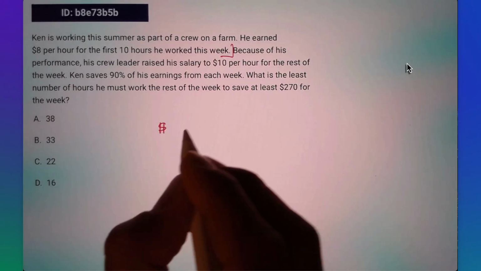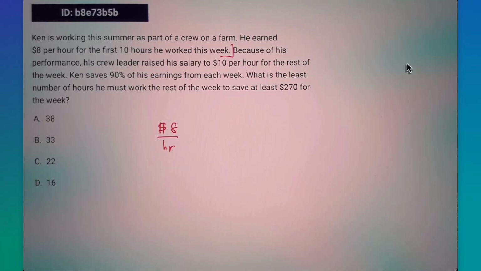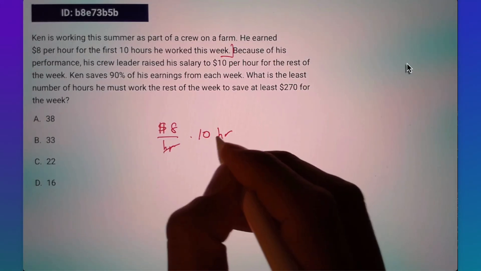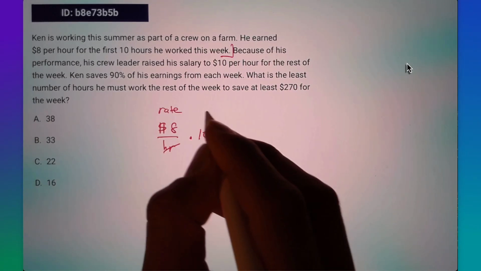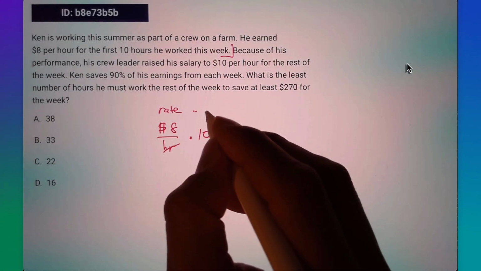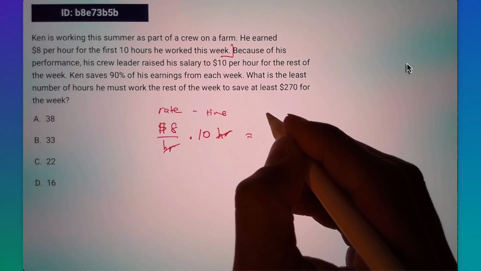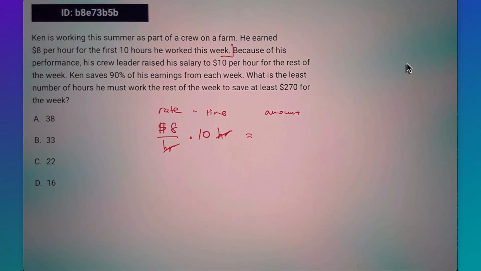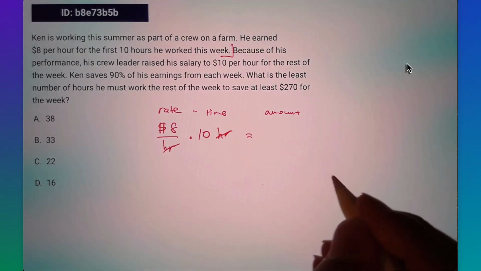We are given the rate unit, $8 per hour, and he's gonna work 10 hours at this rate. And you can see that hours cancel when you multiply the rate and the time, and it will give us the amount, kind of like work. Okay, like speed times time equals distance or amount. He just earned $80. Congrats, Ken.